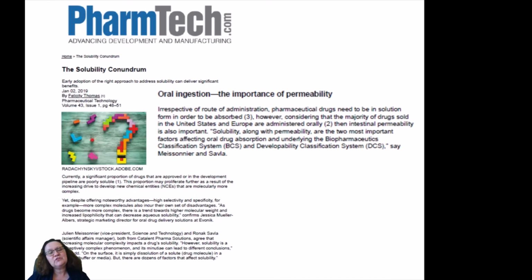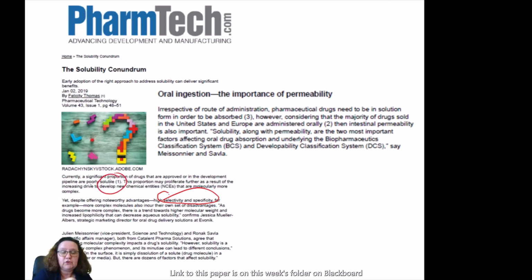This is a really interesting paper from 2019 in which the author discusses what she calls the solubility conundrum. The author talks about how when you are designing a particular pharmaceutical drug, you need to play with various issues. You need to make sure that your compound is selective and specific, but on the other hand, you need to make sure that your compound is sufficiently soluble, so it can act efficiently in the body.